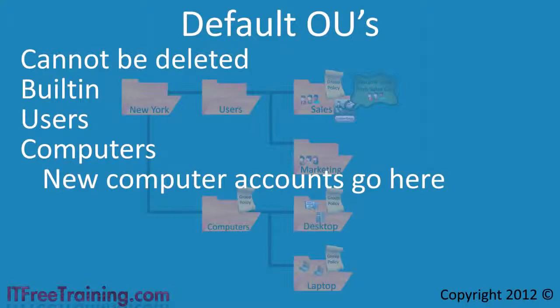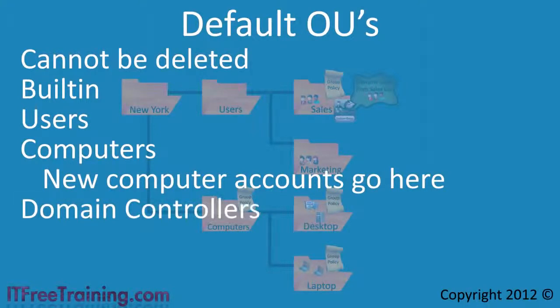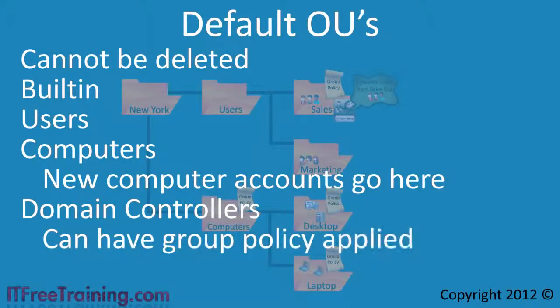The last default OU is Domain Controllers. The Domain Controllers OU contains all the computer accounts for all the domain controllers for that domain. Unlike the other OUs, group policy can be applied to this OU.